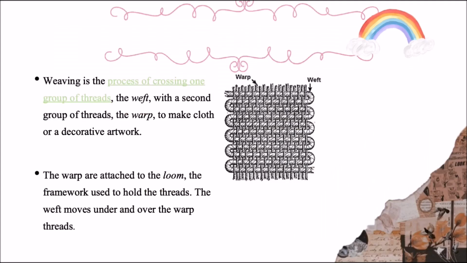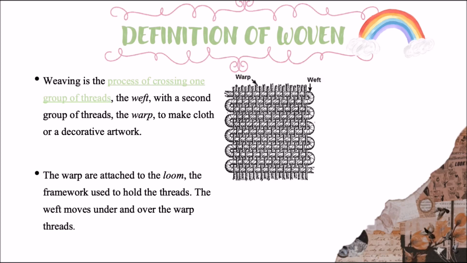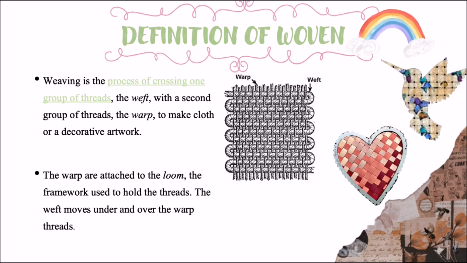Weaving is the process of crossing one group of threads, the weft, with the second group of threads, the warp, to make cloth or decorative artwork. The warp are attached to the loom, the framework used to hold the threads. The weft moves under and over the warp threads.